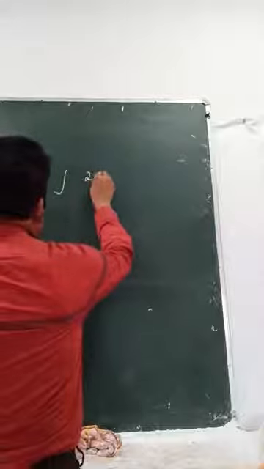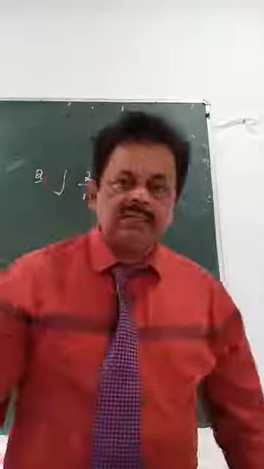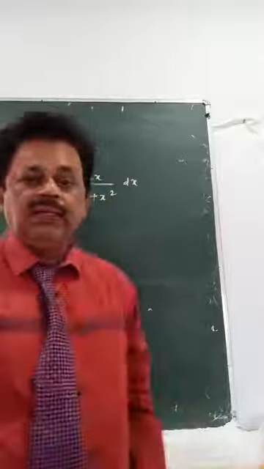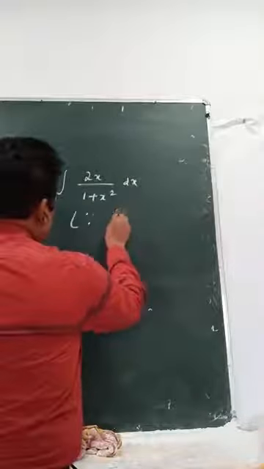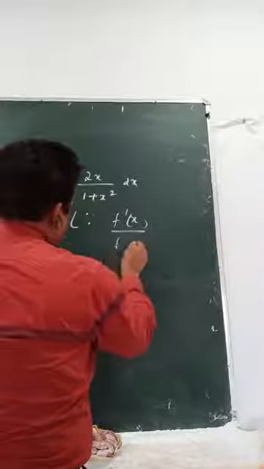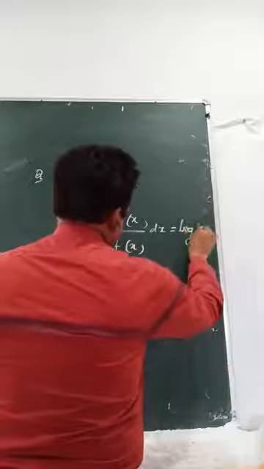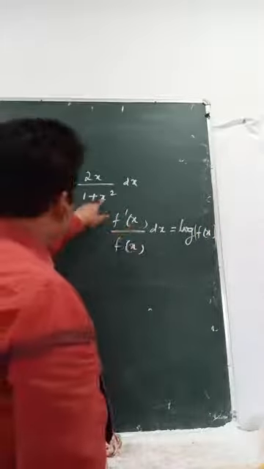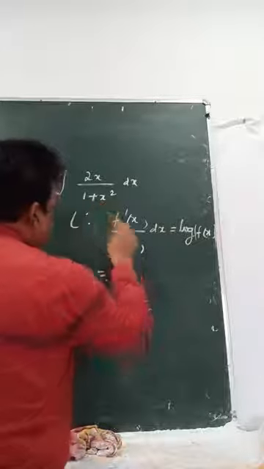Integrate 2x by 1 plus x square dx. What I did yesterday, we took 1 plus x square as t because its derivative was here. Then it took 3 or 4 steps. Now we can do it in one step. We can check here, f dash x by fx dx is log fx, because its derivative is here. So you can write this is log of fx, where fx means the denominator.